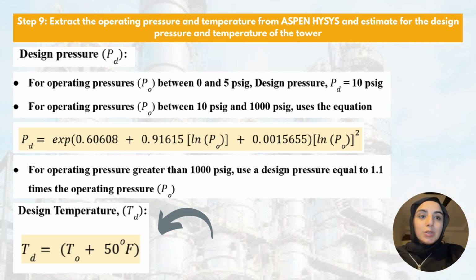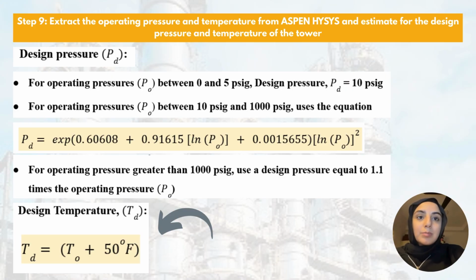Next we are going to estimate the design pressure and temperature using operating condition. Depending on the operating pressure range, different formulas or factors are being used. As you can see, for operating pressure between 0 and 5, the design pressure will be 10. Meanwhile, for operating pressure between 10 and 1000, we are going to use the equation shown. And for operating pressure greater than 1000, we have to use a design pressure equal to 1.1 times the operating pressure.